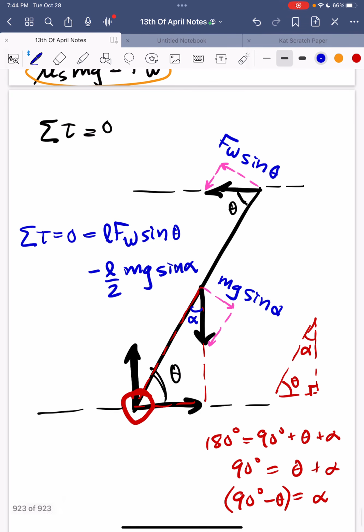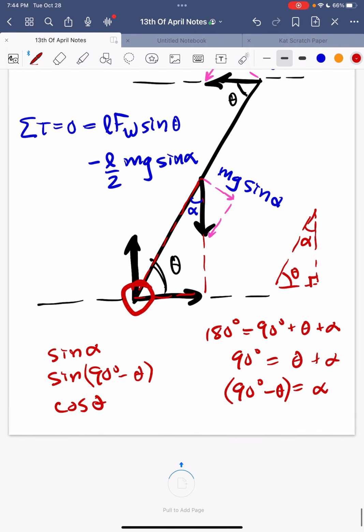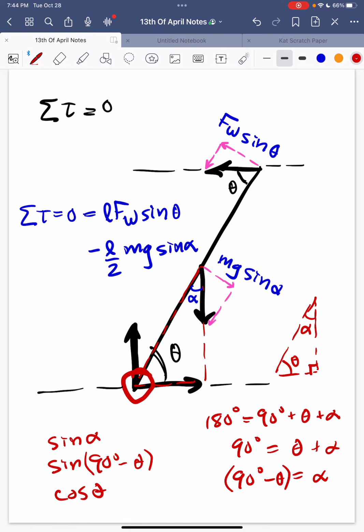Now I'm going to elaborate that a little bit more down here. Let me make things more clear. This term here of sine alpha, as we said, it's really the same thing as sine of 90 degrees minus theta. And really that's going to be the same as cosine of theta, like that. This is one of your trig understandings that you should have gotten from earlier. So now what I can do is I can rewrite this torque equation differently.